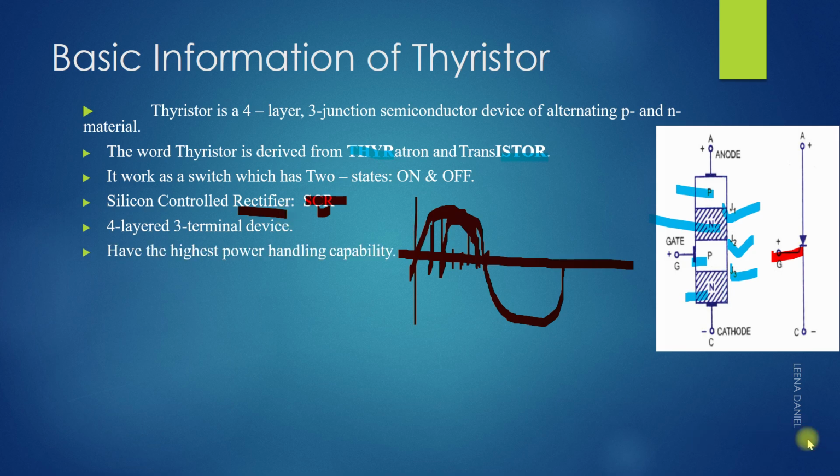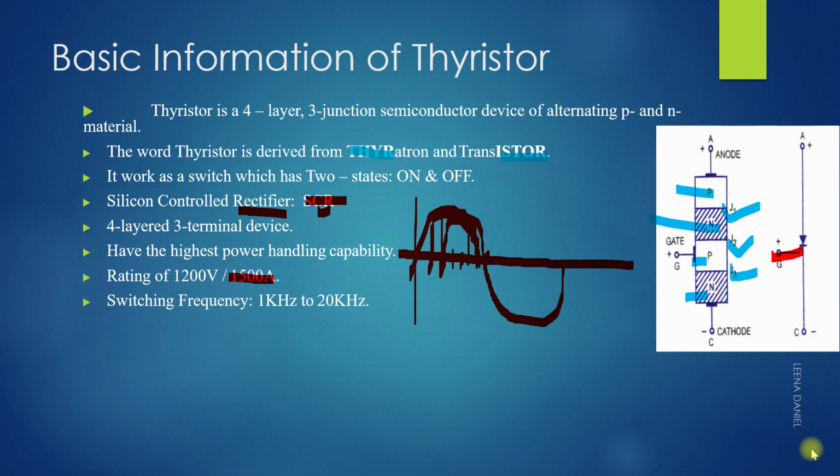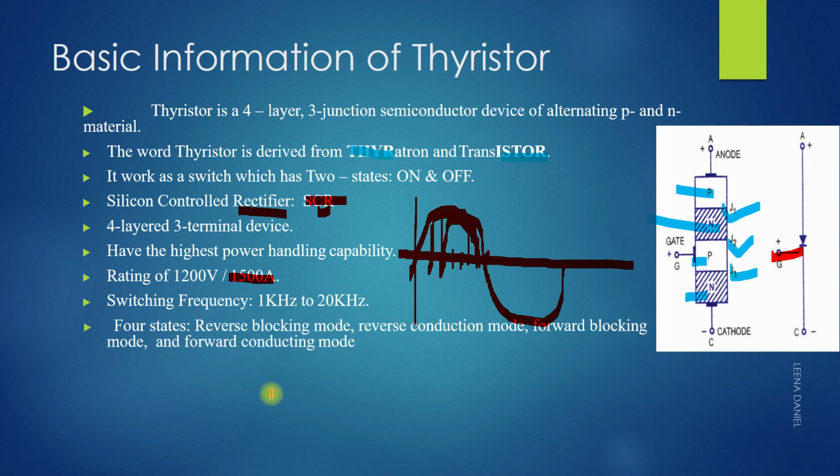It has the highest power handling capability. Let's take an example. The rating of the thyristor can be up to 1200 volt, or it can handle 1500 ampere current through it. It can also operate at a switching frequency of 1 kilohertz to 20 kilohertz. We can divide the operation of the thyristor into four states: reverse blocking mode, reverse conduction mode, forward blocking mode and forward conduction mode.